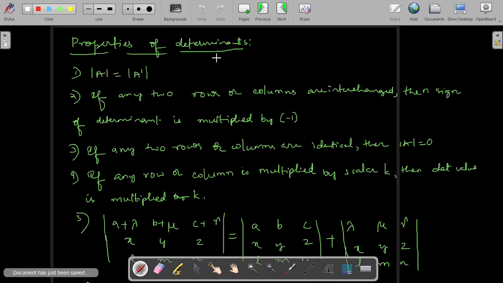Now the properties of determinants. The first property is that the determinant of A equals the determinant of A transpose.